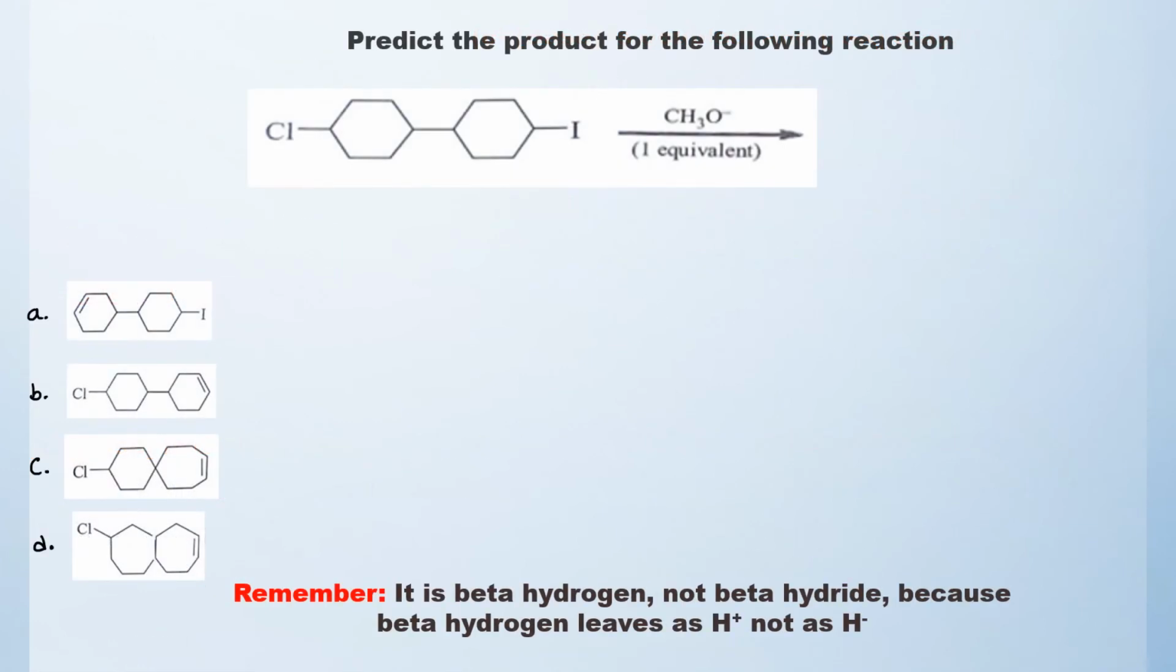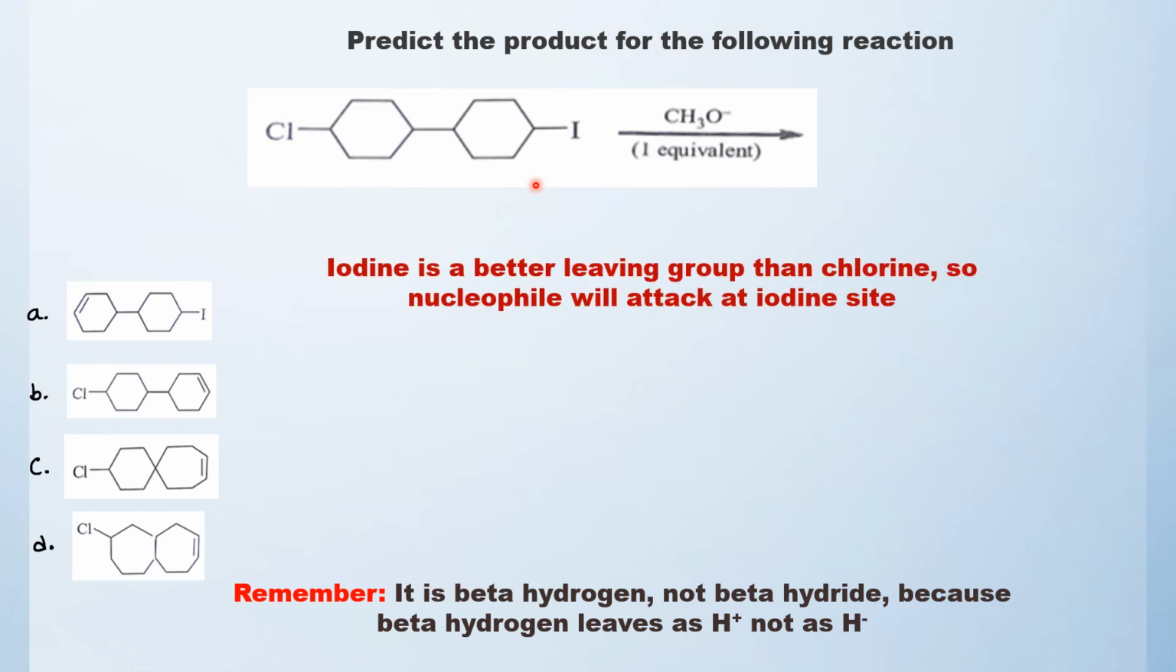So this is the second practice problem, where this is a substrate and you can see on one side iodine is present and on the second side chlorine is present, and CH3O minus is used as a reagent. Now if we think which will act as a good leaving group, iodide or chloride, definitely iodide will be the better leaving group than chloride, because the iodide atomic size is bigger.